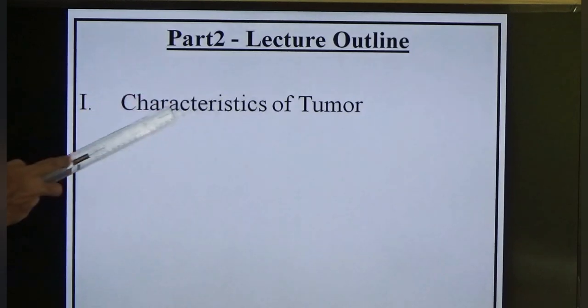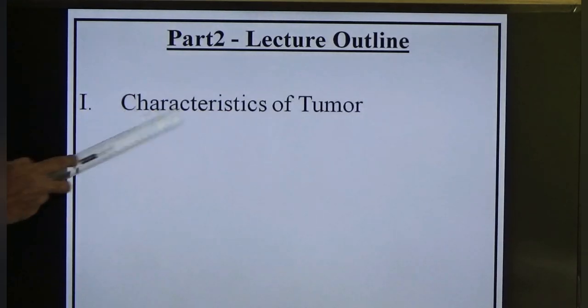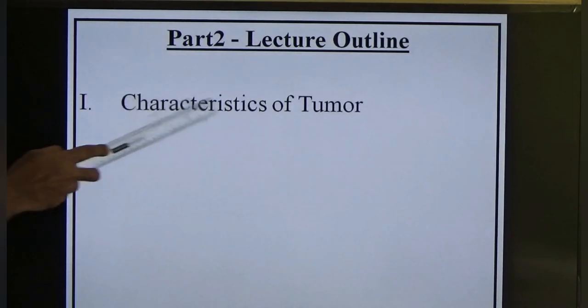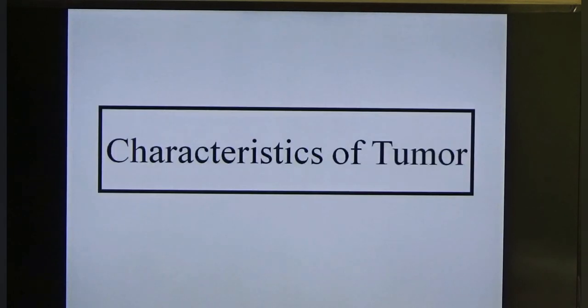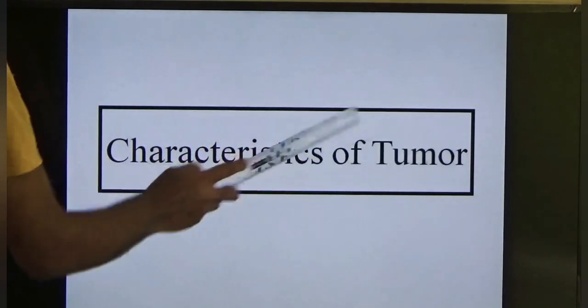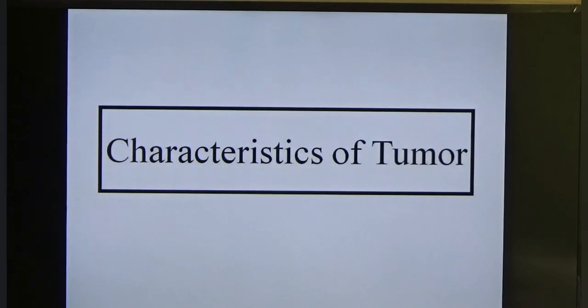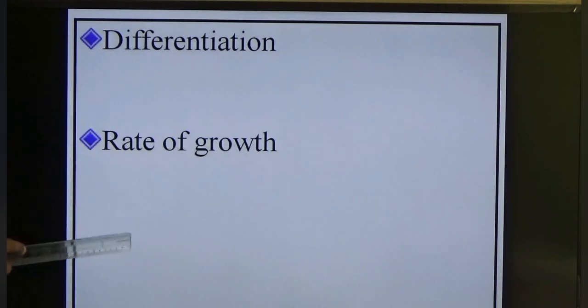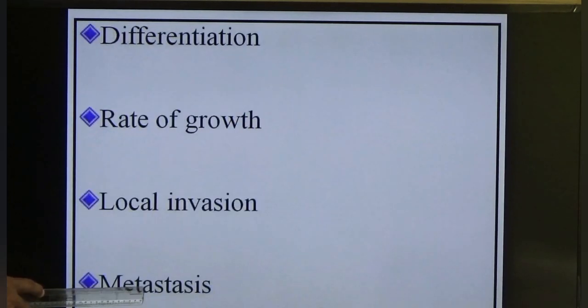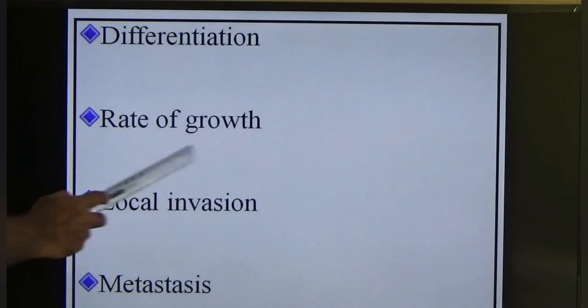What is today's lecture outline? We are discussing the characteristics of tumors and the development of tumors. Okay, we will study one by one. The characteristics of tumors, mainly we are discussing the malignant tumor, having 4 characteristics. Number 1 is differentiation, then the rate of growth, local invasion, and the last one is metastasis. So we will discuss one by one.